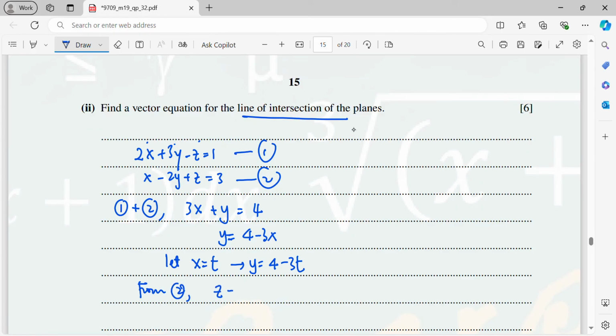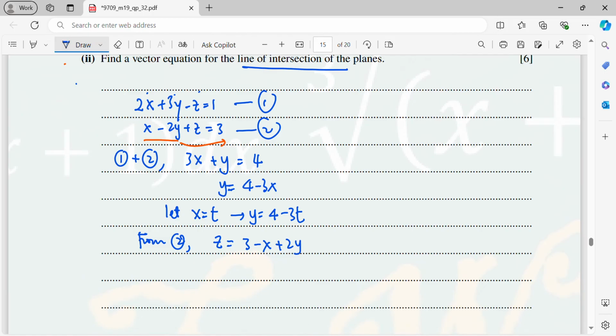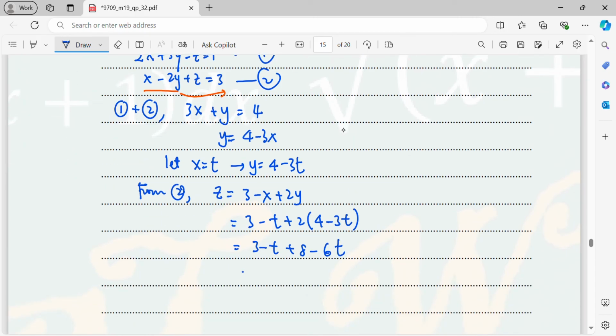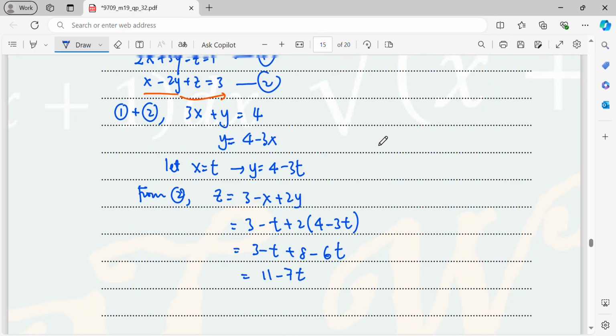So my z is going to be, just move the two terms on the left side to the right side. So it will be 3 minus x plus 2y. So now replace x and y. So 3 minus t plus 2 of the y, which is 4 minus 3t. Then open the brackets, you will get 3 minus t plus 8 minus 6t. That means now here you will be getting 11 minus 7t. Okay, so just combine all the results.